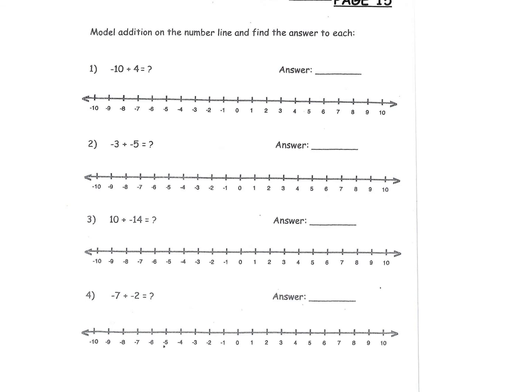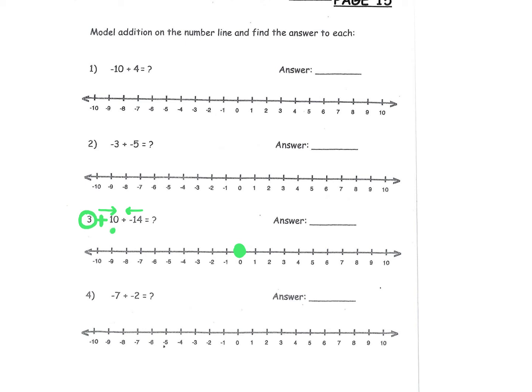Page 15 provides you with more practice. However, let's take a look at problem 3. It's an interesting problem. We know that 10 is a positive 10 and 14 is a loss of 14. We know that we're going to move to the right for positive 10 and move to the left for negative 14. Let's start at 0 and see what our result is.